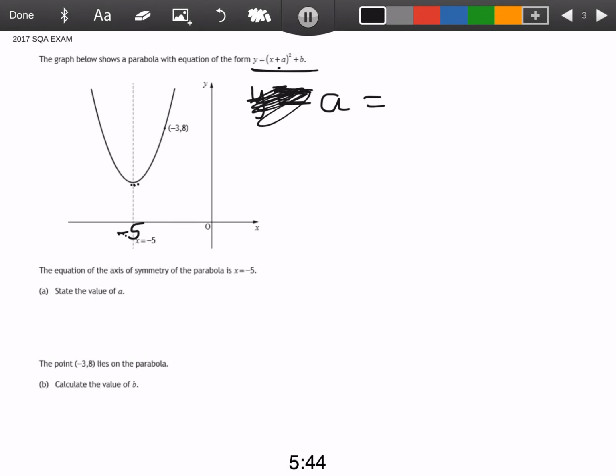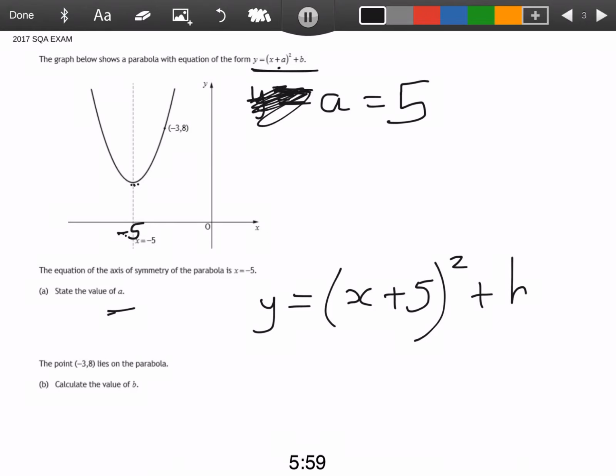The question is find the value of a. A is +5. Okay, so this equation actually looks like (x + 5)². That's what the equation looks like. We don't know b yet, that's why I'm just going to write plus b. That's what our equation looks like.